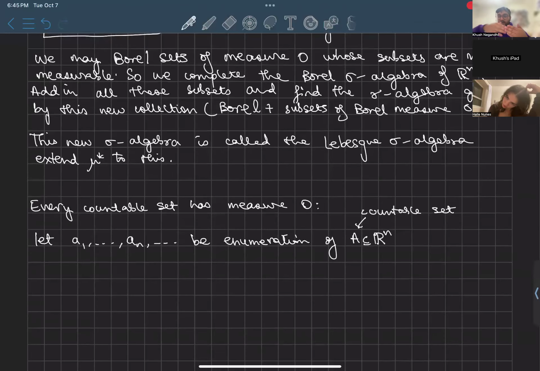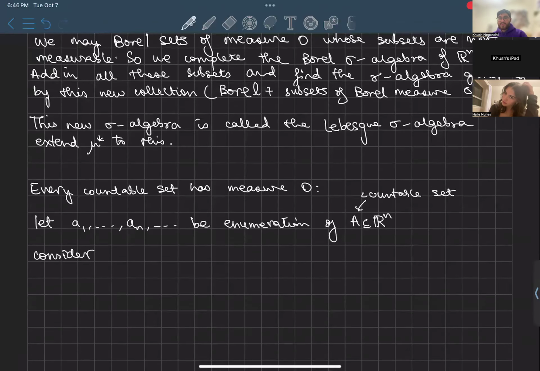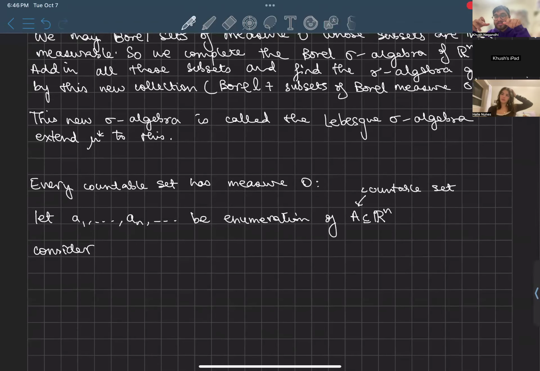Enumeration just means I list out all the elements one by one. I can do this because it's countable. So what I'm going to do now is take boxes. You'll see.